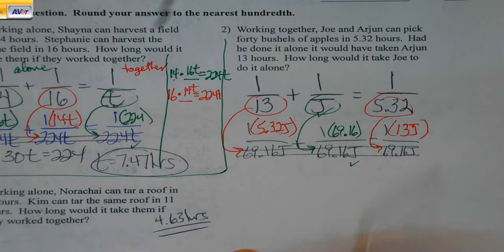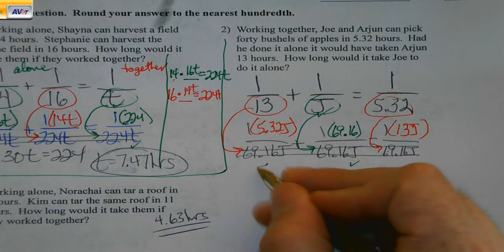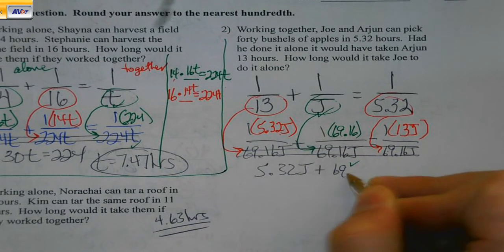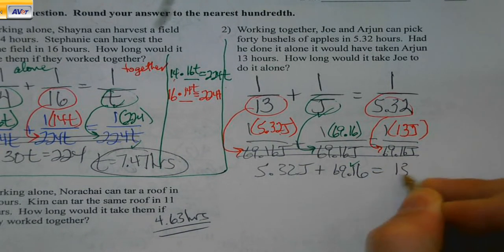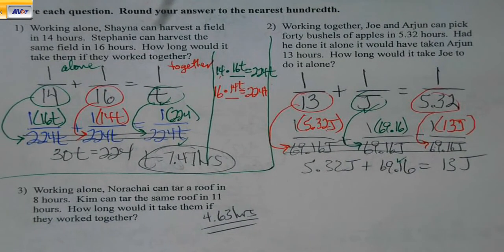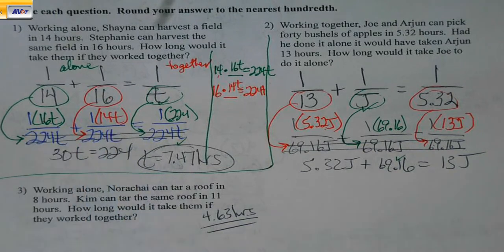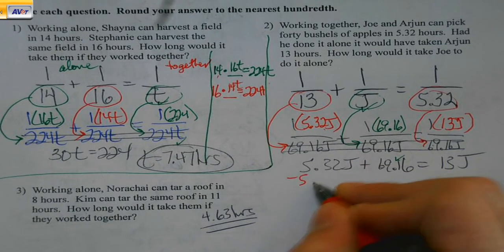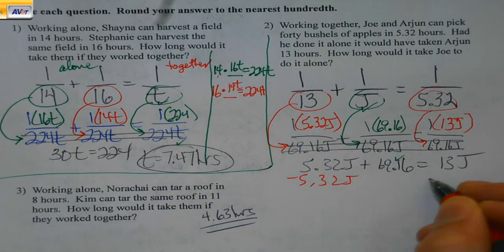So, an equation, again, that's when we can get rid of this. 5.32J plus 69.16 equals 13J. You're like, what's different? We did the same stuff up there. What's different, if I slide this over a bit, is the first time my t terms are on the same side. I just put them together. 16 and 14 is 30. This time they're on opposite sides. So to get them together, I have to do an opposite. I can't just throw them together like I did over there.